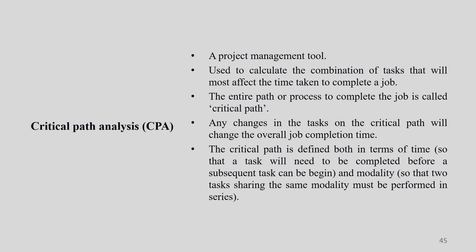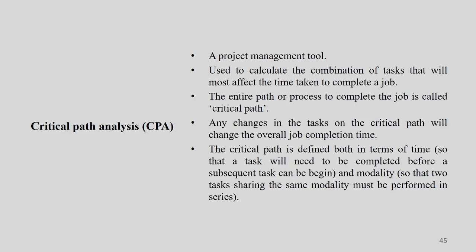The entire path or process to complete the job is called the critical path. The entire process, where these small combinations are there, we will call the critical path. Any changes in a task on the critical path will change the overall job completion time, of course, because if you have four or six critical paths and you change one of them, the whole time taken by that job to complete will change, right? So our intervention points are the portions of that path which are more critical and more time consuming. We have to start our intervention program at that particular point.